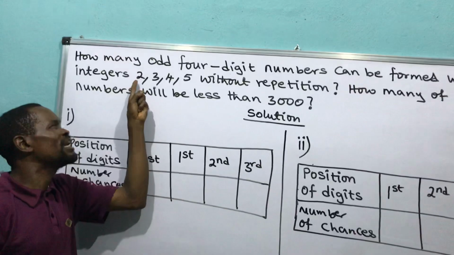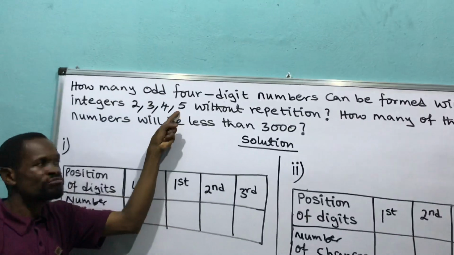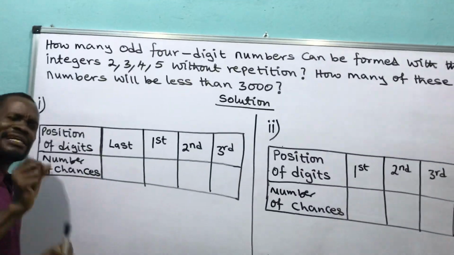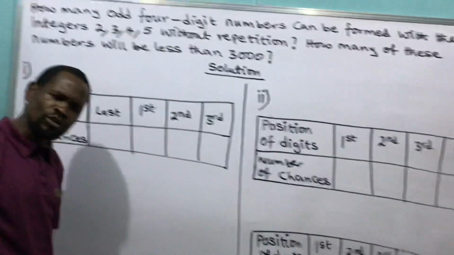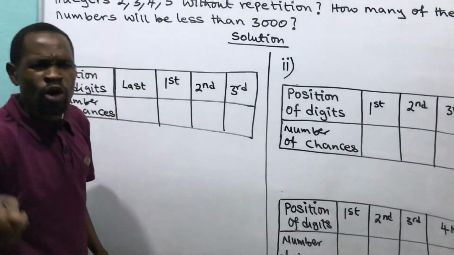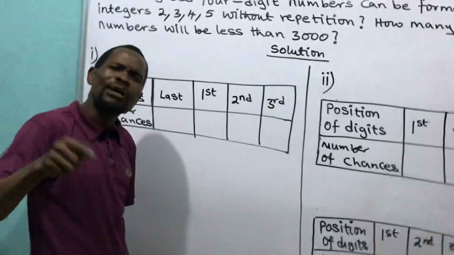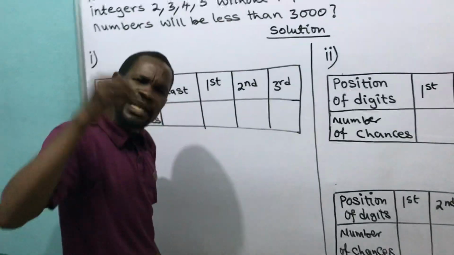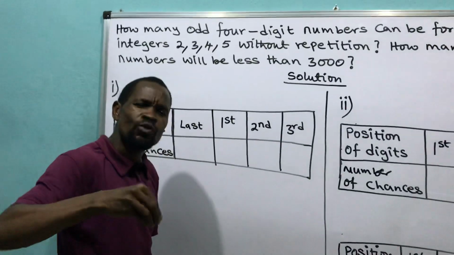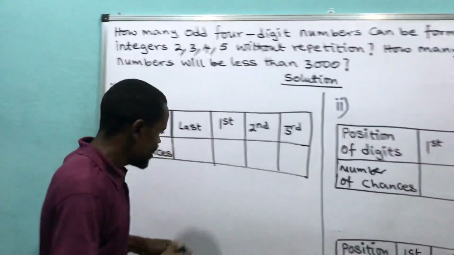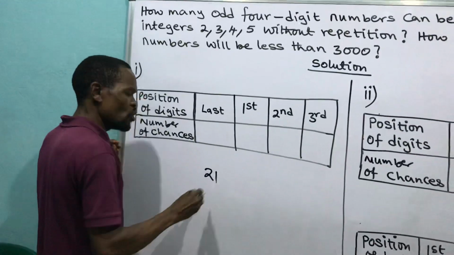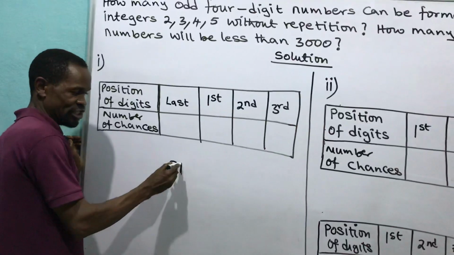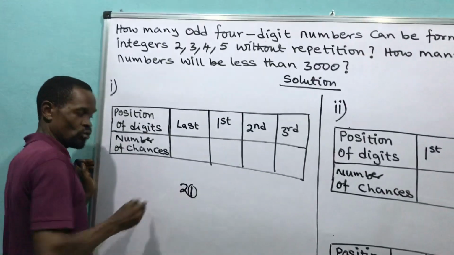How many digits did they give us here? 1, 2, 3, 4. That's a 4-digit number. And they said the number must be odd. For a number to be odd, what determines it is the last digit. The last digit tells us whether this number is odd or even. If I have 21, what made this 21 an odd number is the last digit, which is 1.